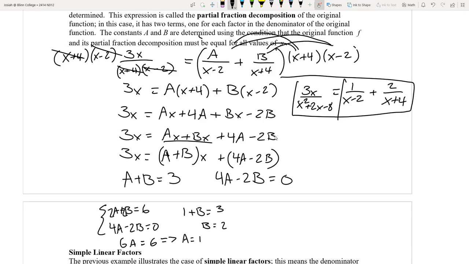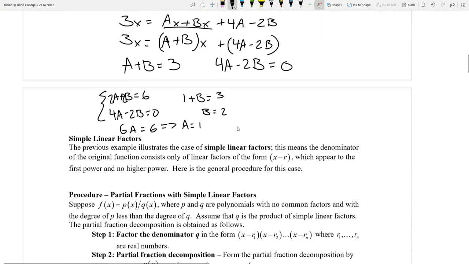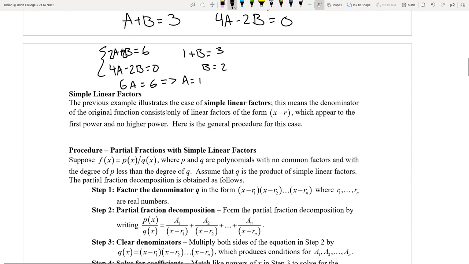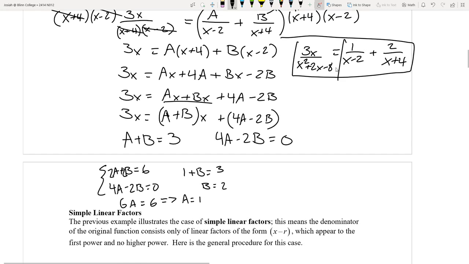And so we'll generalize here. It says the previous example illustrates the case of simple linear factors. So the denominator of the original function consists of only linear factors of the form x minus r. So in this case, we had x minus 2 and x minus negative 4. So the thing that they have in common there is we have a coefficient of 1 in front of the x, power of 1 on the x, and then just a constant.